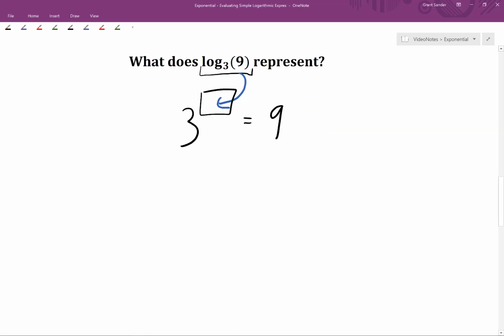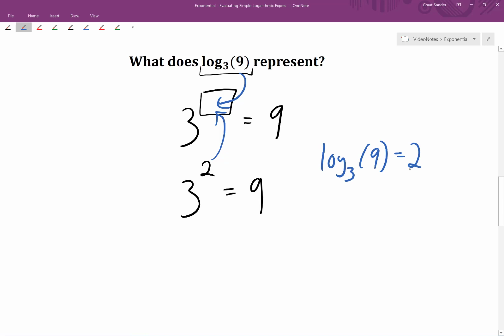If you think about that a little bit, you should notice that 3 squared equals 9, and therefore the exponent on a base of 3 needed to produce a result of 9 is 2. So 2 is that exponent, and therefore we could say that log base 3 of 9 is equal to 2, because 2 is the exponent on a base of 3 needed to produce a result of 9.